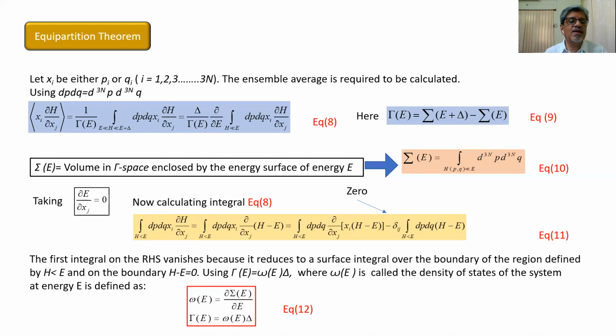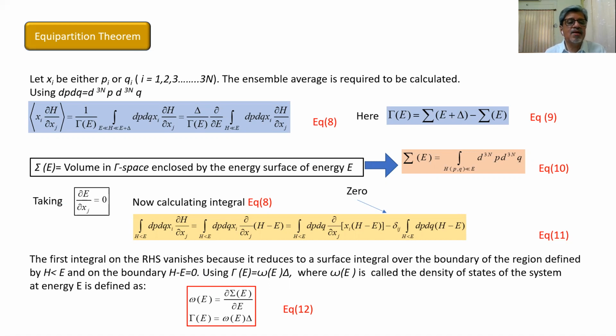And we know very well that Sigma(E) is the volume in gamma space enclosed by the energy surface E. And that can again be represented: Sigma(E) is the volume occupied by the energy surface E in gamma space. So it is H less than E, d3N p, d3N q. And that is represented as dp and dq.